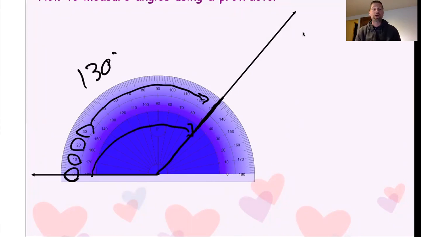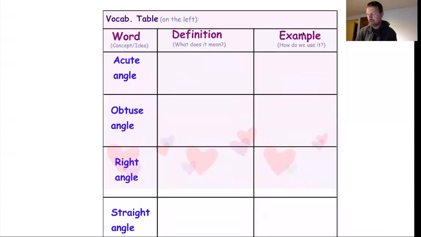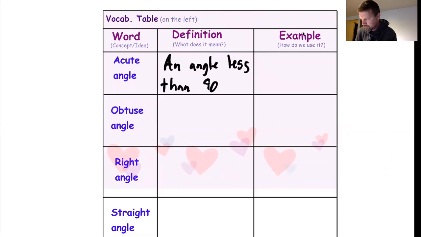All right, you might have heard words like acute angle and obtuse angle before. We're gonna review those as well. An acute angle is just an angle less than 90 degrees. Just those little acute angles, right? They're called acute angles. Acute means kind of sharp, like little sharp angles.